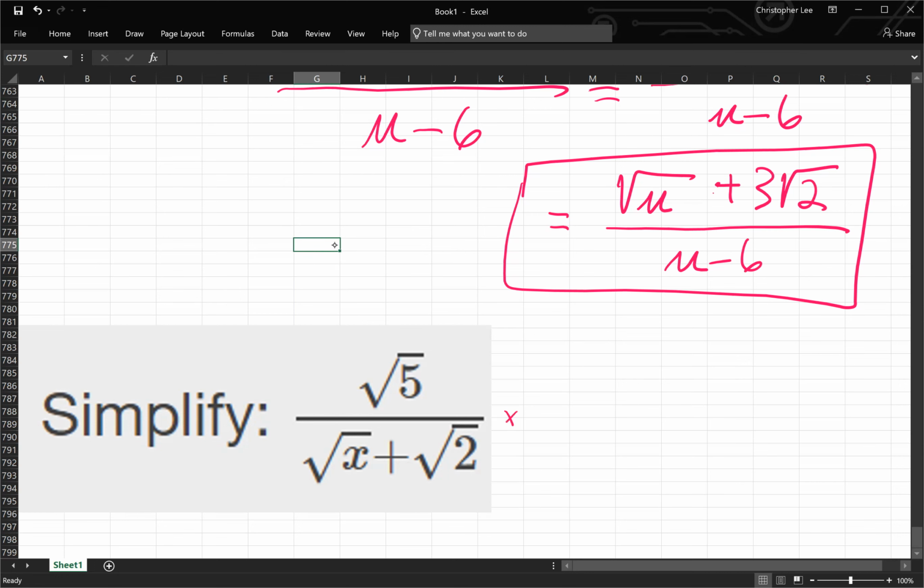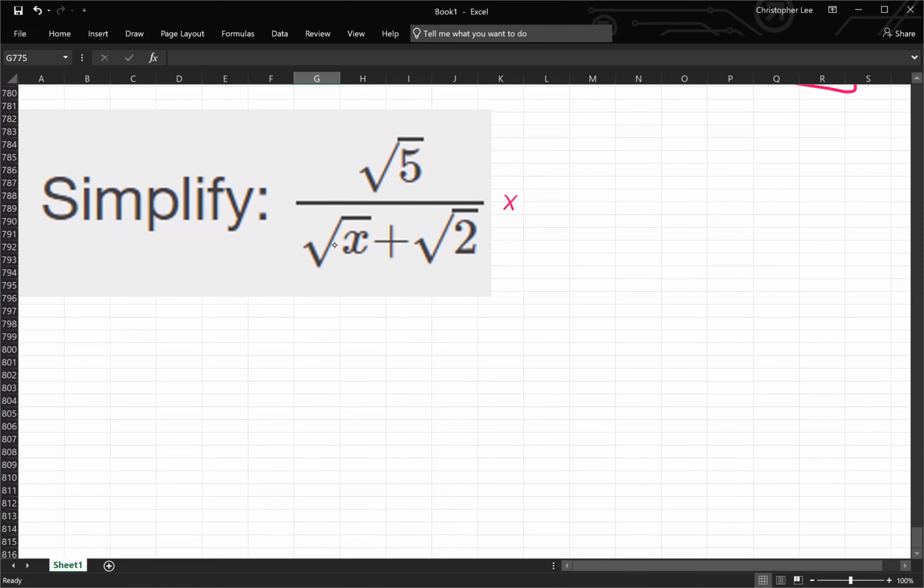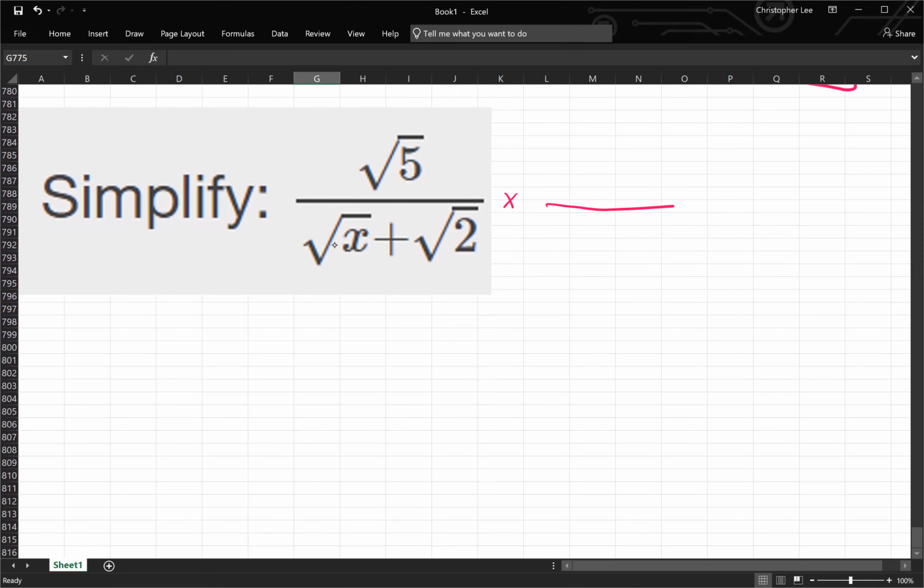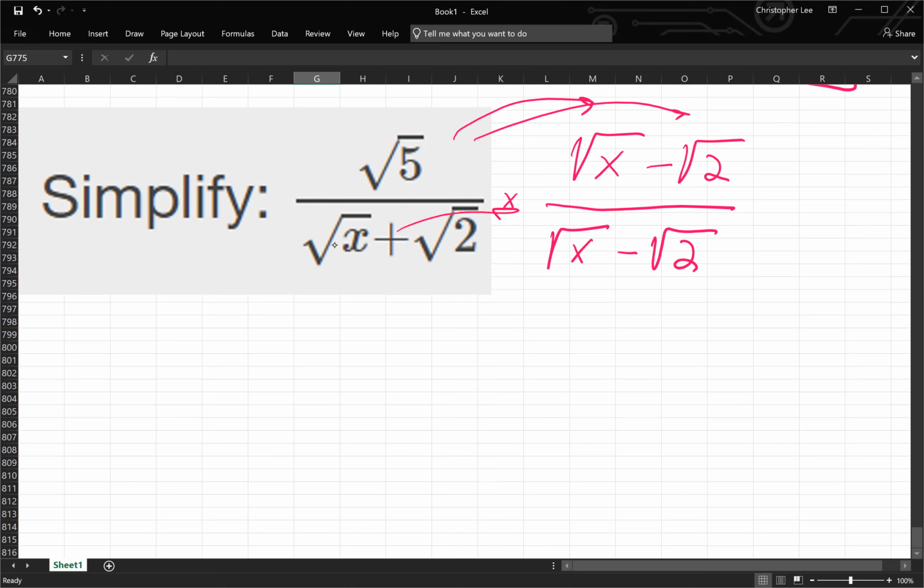All right, so let's try this real quick. What am I gonna multiply this by? Exactly, right? So this is gonna be square root of x minus square root of 2. But what I do to the bottom, I gotta do to the top, right? So square root of x minus square root of 2. Distribute, all that good stuff, right? Bam, bam, bam. Let me erase these arrows so it makes more sense.